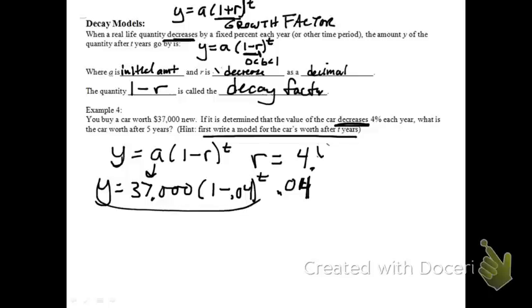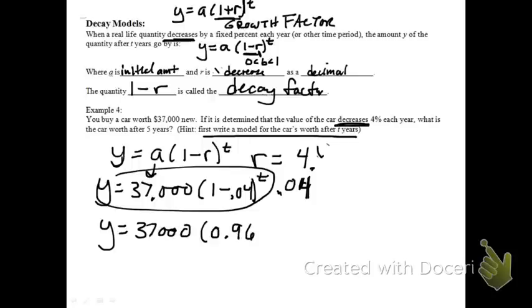This is our formula. And actually, let's write it one more step so it doesn't look quite as ugly. 1 minus 0.04 is the same as 0.96. Now there you go. That base, 0.96, is between 0 and 1, and that's going to guarantee that this is decaying over time. We're getting smaller over time.